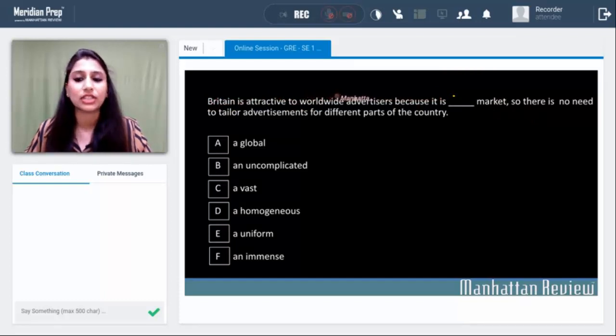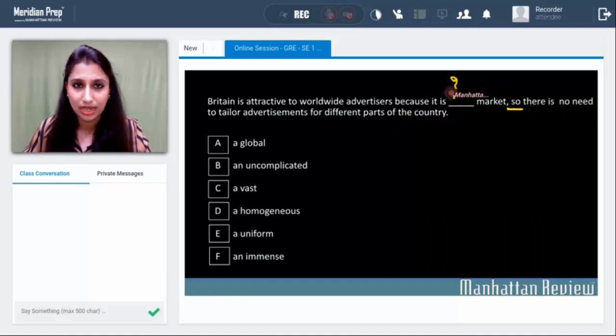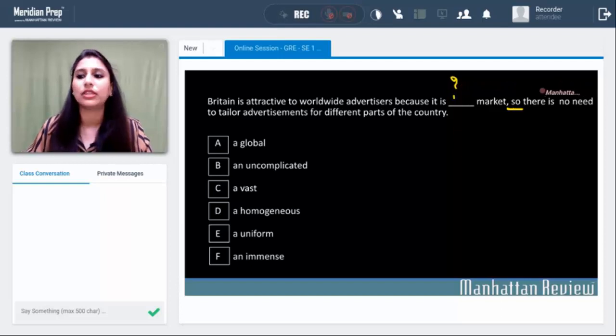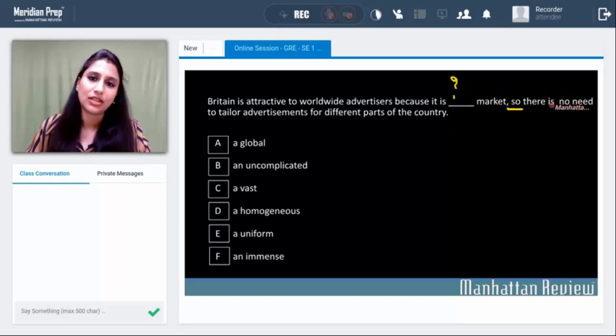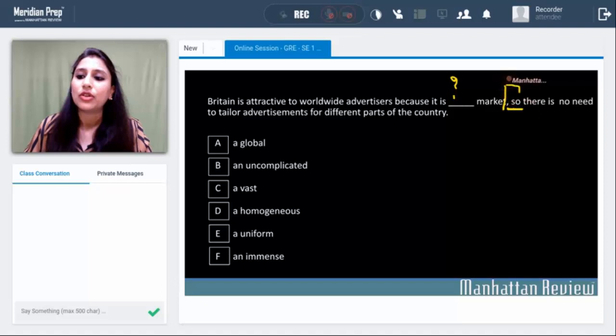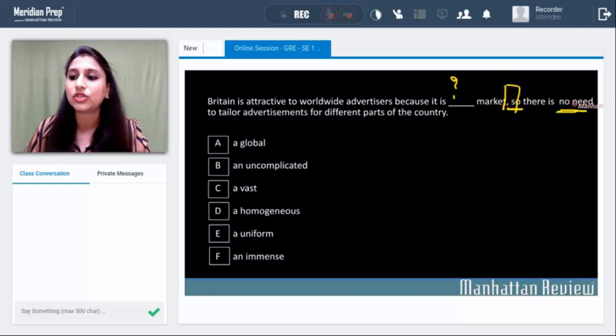Now, let's read further. Britain is attractive to worldwide advertisers because it is blank market. So there is no need to tailor advertisements for different parts of the country. Okay? So whichever reason you're mentioning in the blank, that should be on par with the later part of the sentence. Right? Now, what is said in the later part of the sentence? He's saying there is no need to tailor advertisements for different parts of the country.